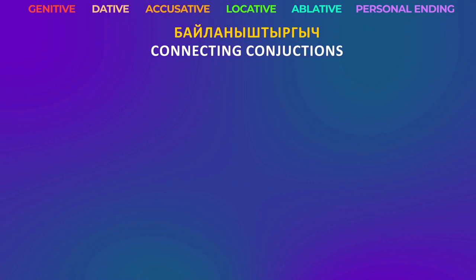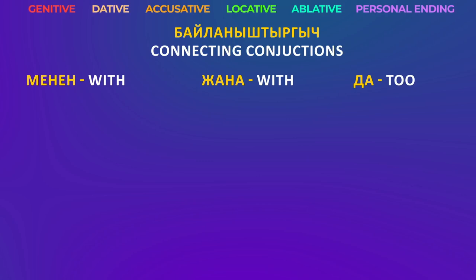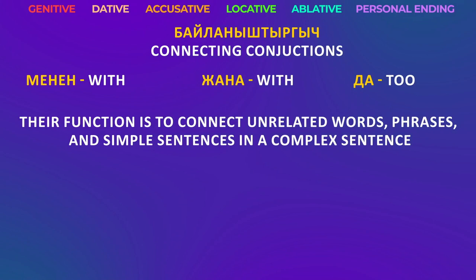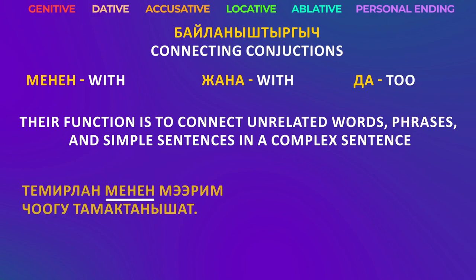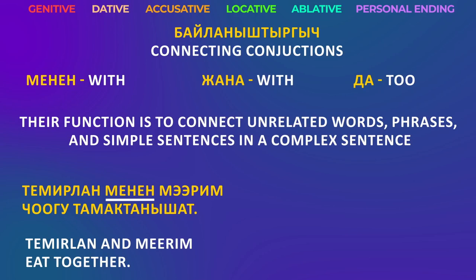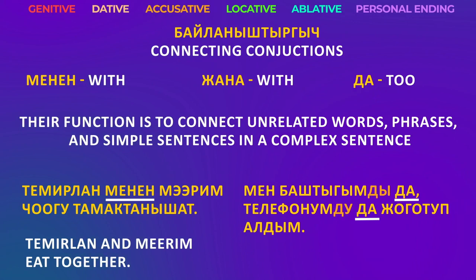So the first type of conjunction is baylanıştırgıç conjunction. It's otherwise connecting conjunctions. For instance, menin, cana, which mean with, and the conjunction da, means too. So their function is to connect unrelated words, phrases, and simple sentences in a complex sentence. Let's see an example. Temirlan, menin, merim, çoğu tamaktan ışat. Temirlan and merim eat together. Men baştığımdı da, telefonumdu da, joğutup aldım. I lost both my backpack and my phone.